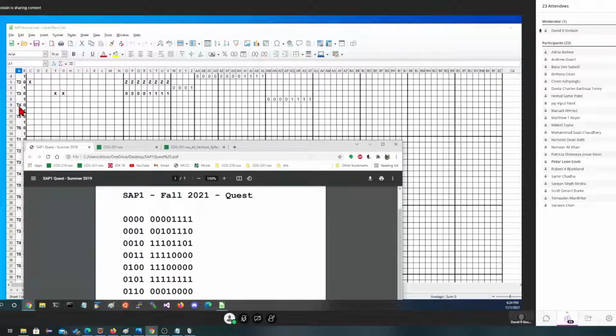Now we enter the execution part of that. What happens during T4? Robert, what's going to happen in T4? What signals are going to be asserted? Well, we're going to assert the memory register. Who's going to be talking and who's going to be listening?